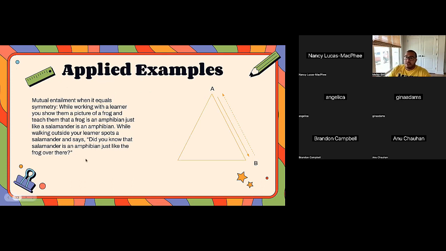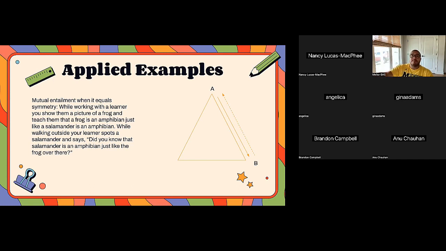While working with the learner, you show them a picture of a frog. So frog would be A, and you teach them. So I have taught in my brain, I'm going to be drawing a solid line. You teach them that a frog is an amphibian, just like a salamander is an amphibian. So we have this relationship that frogs and salamanders fall within the same category. That category is amphibian. So I have A to B, they're the same thing. They're both amphibians. While walking outside, your learner spots a salamander and says, did you know that a salamander is an amphibian just like the frog over there? So we have that reverse relationship, B back to A.